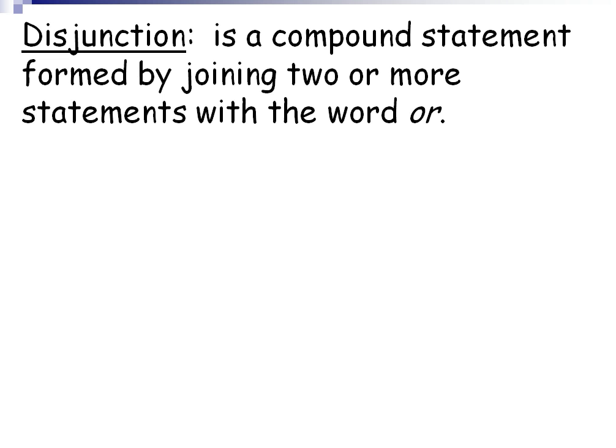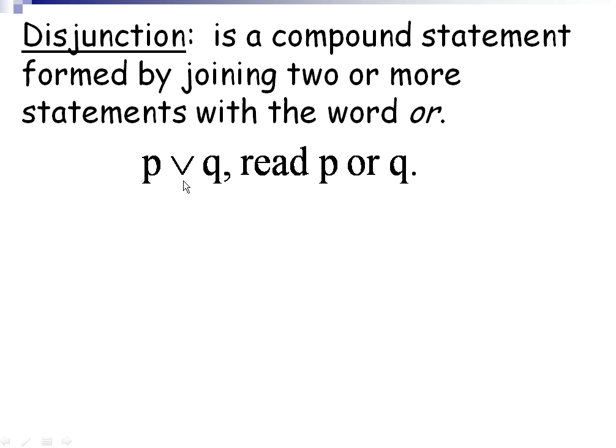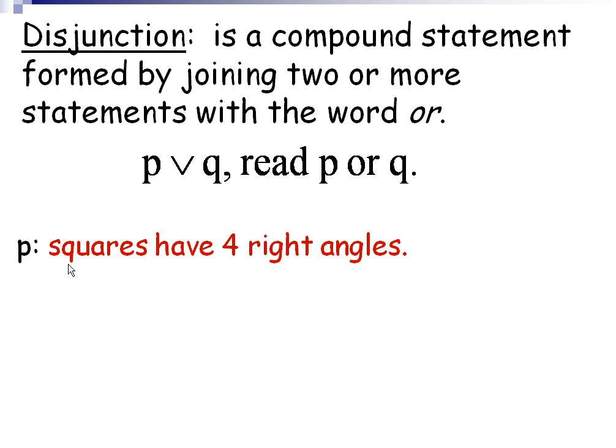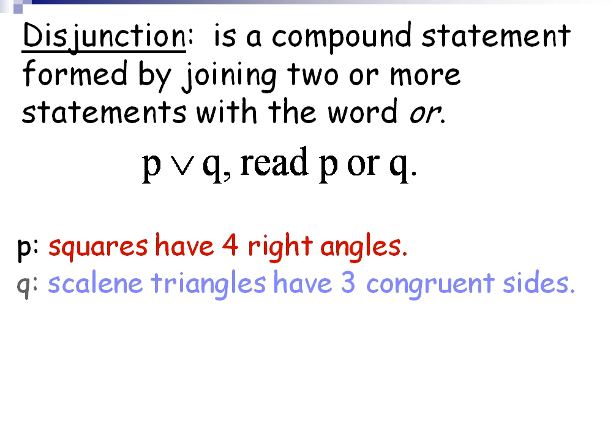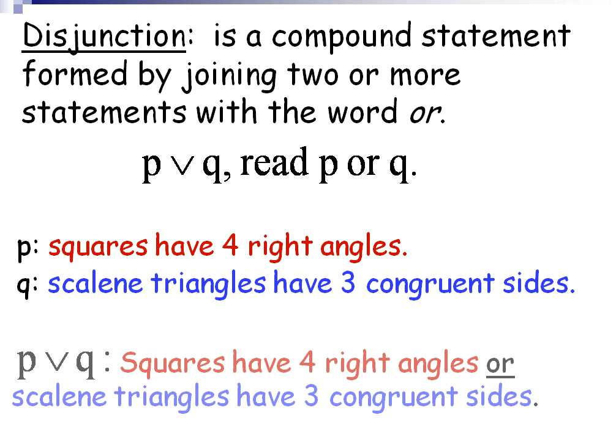Disjunction, a compound statement formed by joining 2 or more statements with the word or. So associate the word or with disjunction. This is read P or Q. The symbol here looks more like a V, and it is the symbol for disjunction. Statement P, squares have 4 right angles, and again, scalene triangles have 3 congruent sides for our statement Q. We're going to put those together and say P or Q: squares have 4 right angles, or scalene triangles have 3 congruent sides. And that is how disjunctions work.